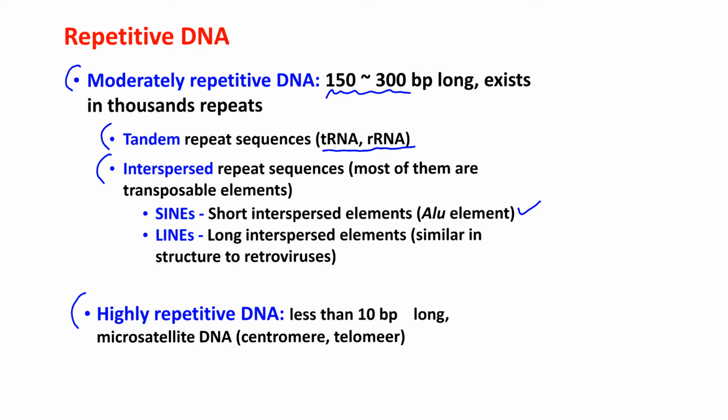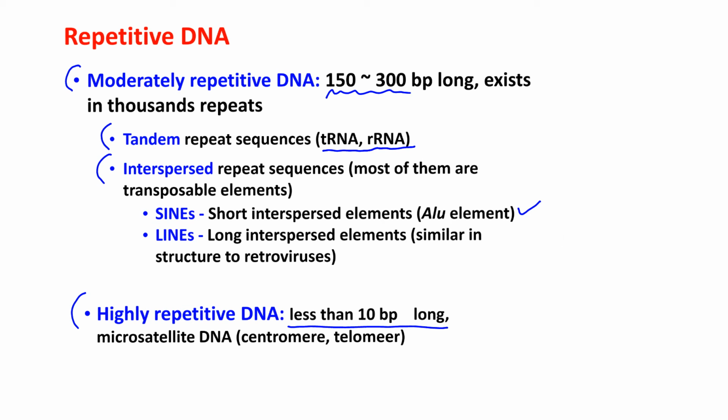Long interspersed elements or sequences are very similar structurally to retroviruses, and they are predominantly retrotransposons. Now, the second group of the repetitive DNA, highly repetitive DNA, is formed by sequences which are short. They are usually less than 10 base pairs long and exist in hundreds of thousands up to millions of copies repeated in tandem and clustered in certain regions of the chromosomes. And we already discussed two of them. We discussed centromeres and telomeres.